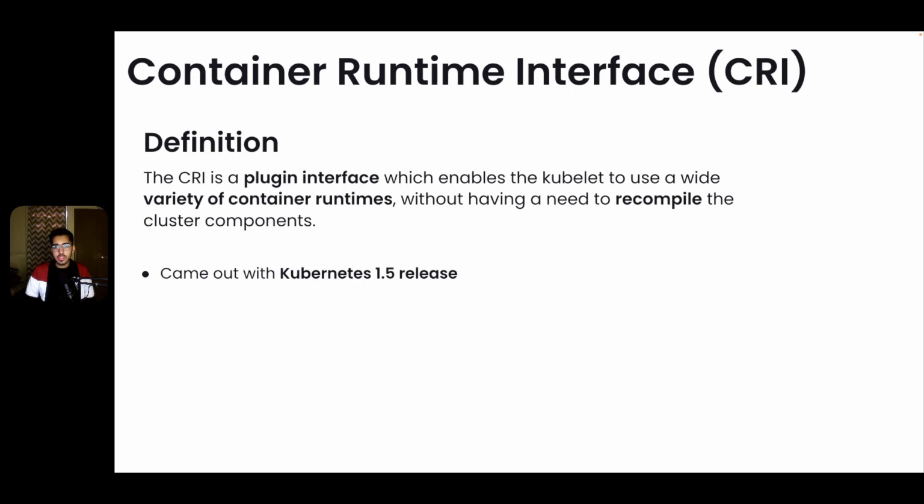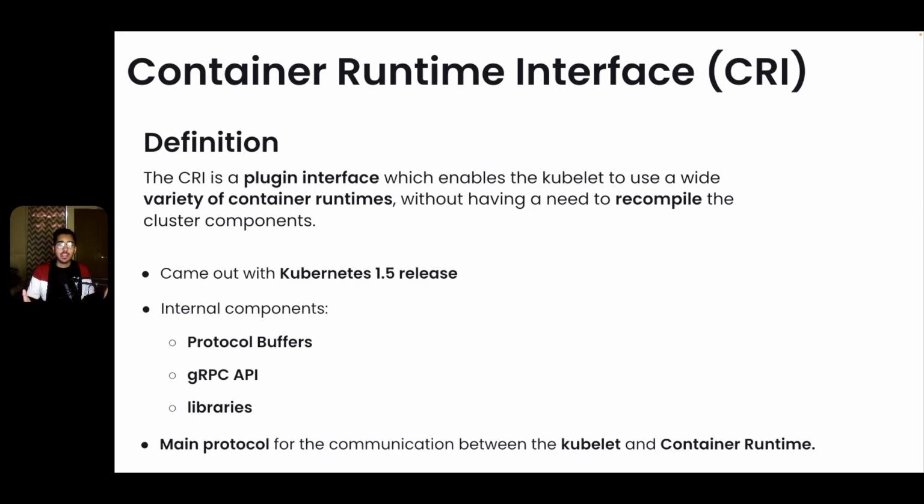The CRI basically came out with the Kubernetes 1.5 release. You can definitely check out the release docs to learn more about it. But essentially, these are some of the internal components that are defined in the container runtime interface: protocol buffers, gRPC API, and certain libraries, right? Now, I'm not going into the depth of these because this is a beginner-friendly session, but essentially the CRI defined the main protocol for the communication between the kubelet and the container runtime. And the protocol which is being followed is the gRPC protocol.